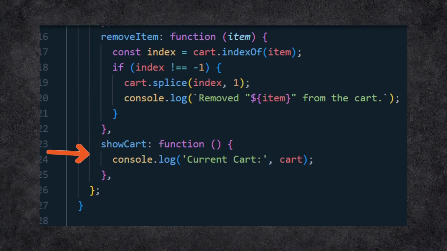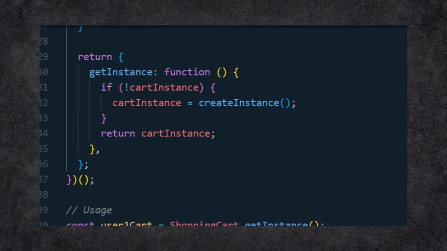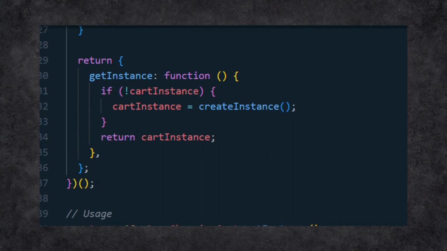ShowCart is a method to display the current contents of the cart. Finally, we return an object that contains the method getInstance. This method is responsible for ensuring that only one instance of the shopping cart is created and returned. It checks if cartInstance is not already created. If it's not, it calls createInstance to create it. If it's already created, it returns the existing cart instance.